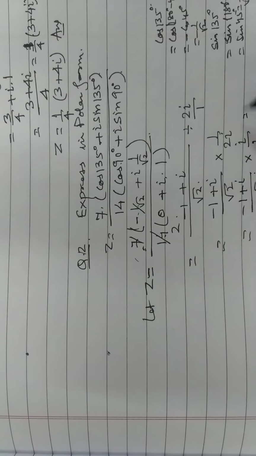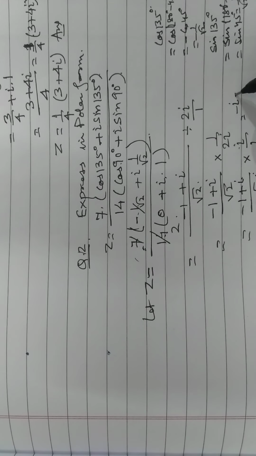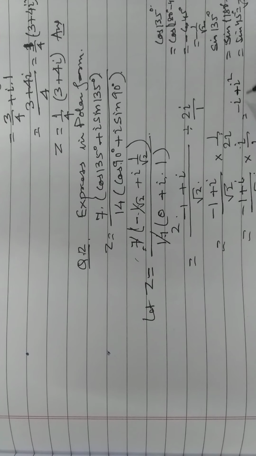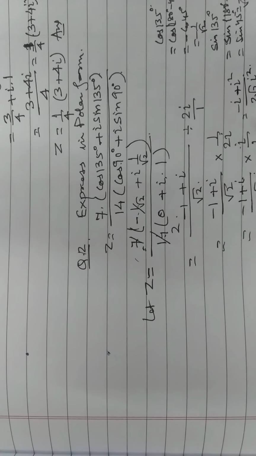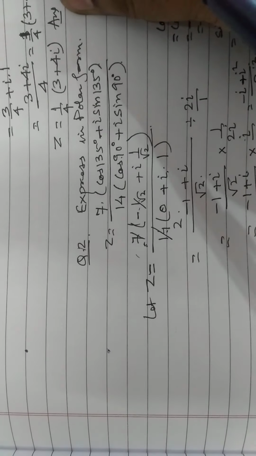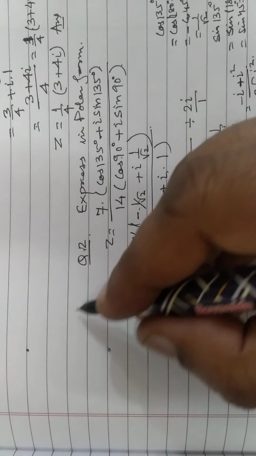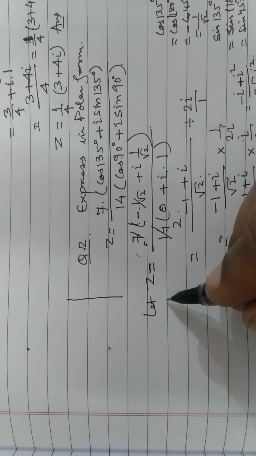So here we will multiply by minus i, and then i square. i square is equal to minus 1. So here it is 2 root 2 i square. So we will put the value. Now we are continuing this in the next portion.